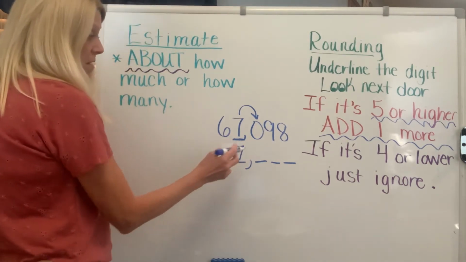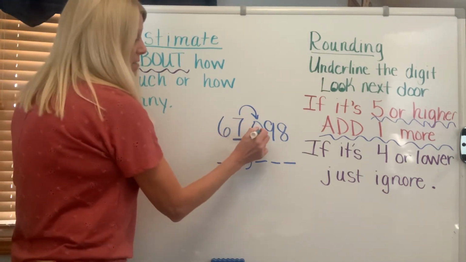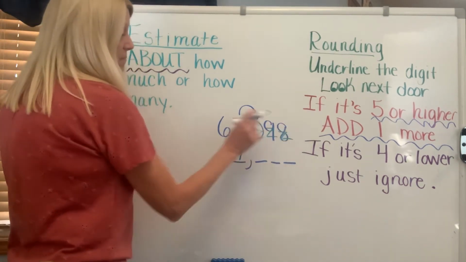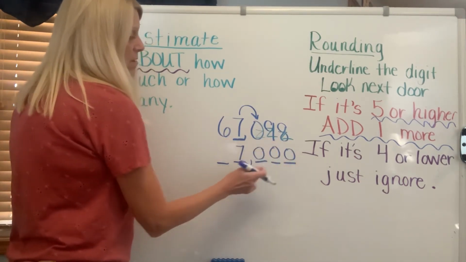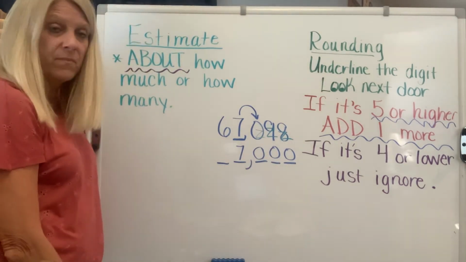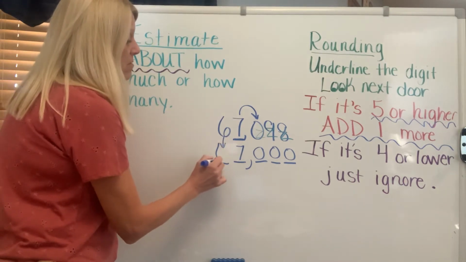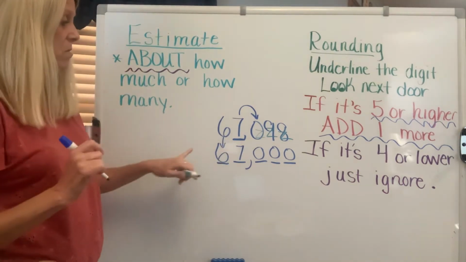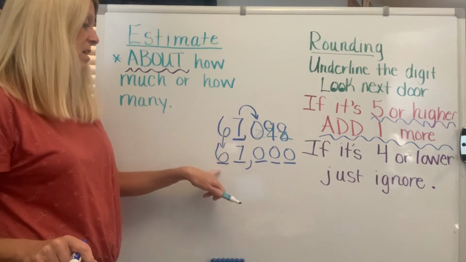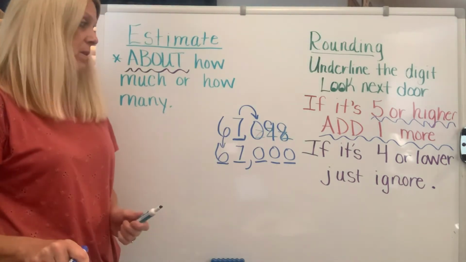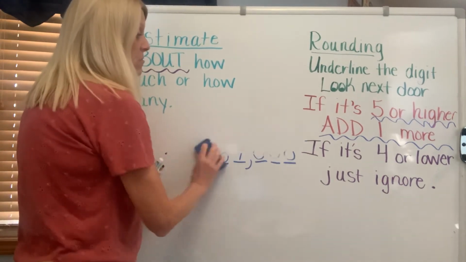Remember, everything to the right, I'm going to zap them to zeros. They become zeros, but that's only 4 digits, isn't it? Well, everything to the left then stays the same as well. So 67,098 to the nearest 1,000 is 67,000. All right, we're going to do one more because sometimes it's a little bit tricky.